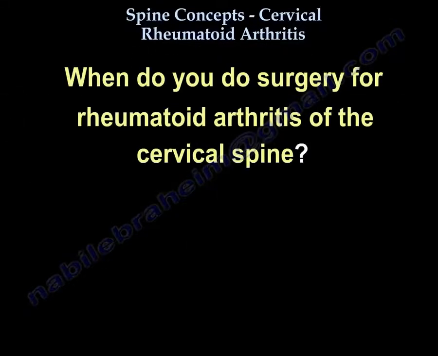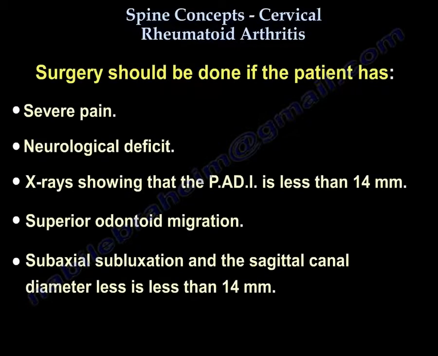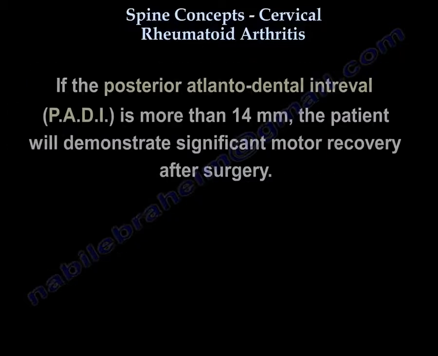When do you do surgery in rheumatoid arthritis? You do surgery if there is severe pain or if there is neurological deficit, and if the X-ray shows that the posterior atlanto-dens interval is less than 14 millimeter or superior odontoid migration, or if there is subaxial subluxation with sagittal canal diameter less than 14 millimeter. If the posterior atlanto-dens interval is more than 14 millimeter, the patient will demonstrate significant motor recovery after surgery.